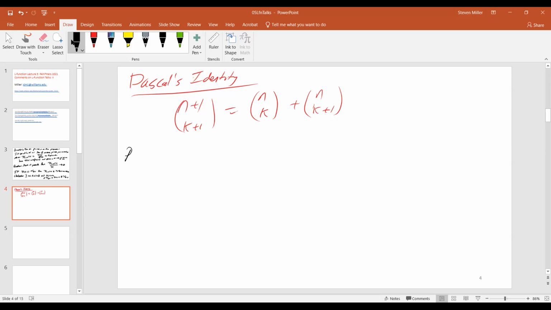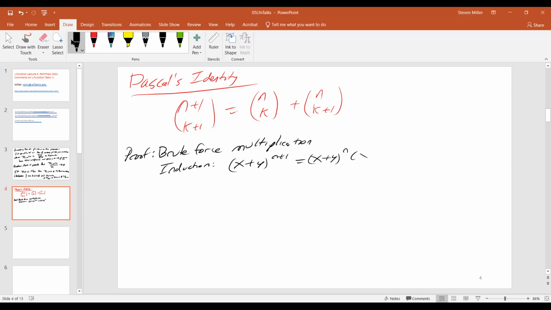So one is proof by brute force multiplication. If you just put everything in and just multiply things out, you've got it. You could do a proof by induction. Look at, say, (x plus y) to the n plus 1 is (x plus y) to the n times (x plus y). My favorite is proof by story.